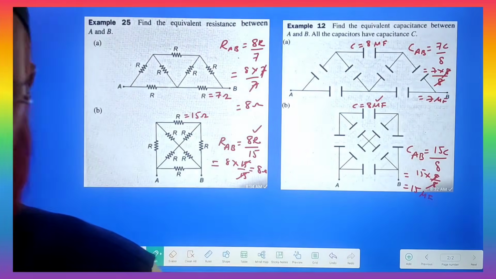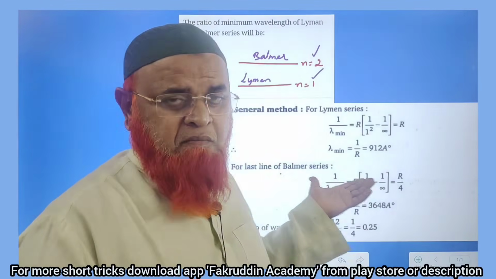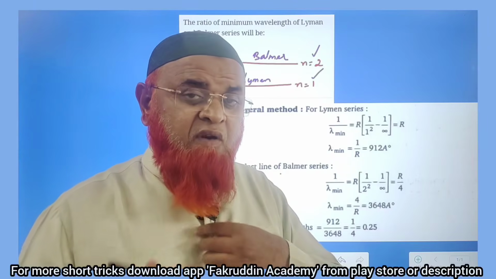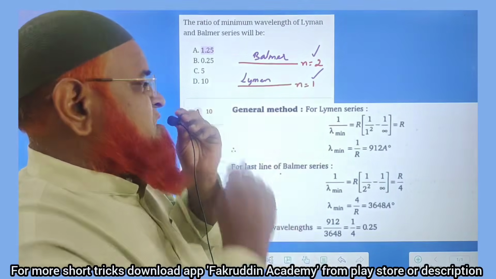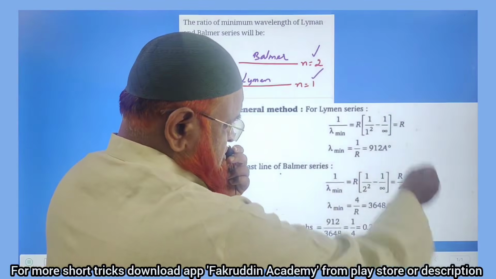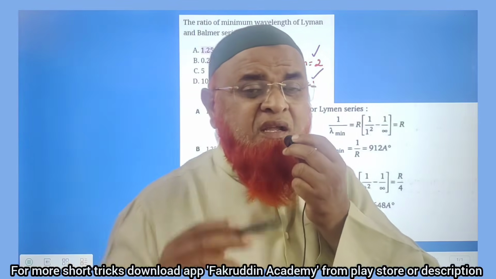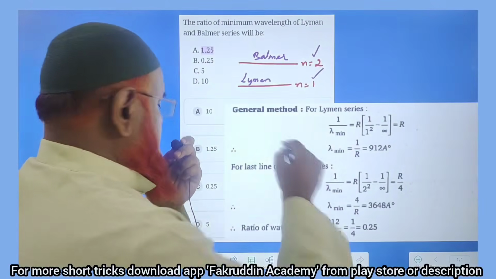Hope you enjoyed. My dear students, see the general method which is given in the books. It is asking us to find out the minimum wavelength of Lyman series as well as Balmer series. For that you have to follow this method in the books. But let me discuss a simple shortcut method where you need not use your pen and paper also, directly you can get the answer. What is that? Let me discuss about that.